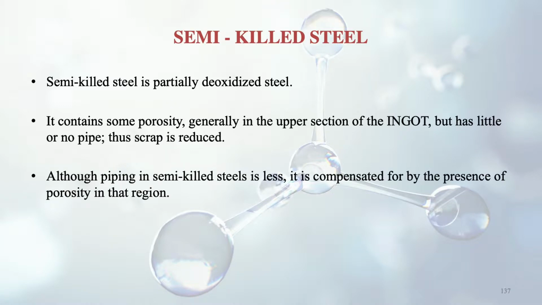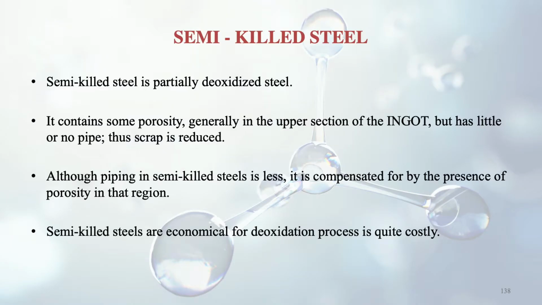Although piping in semi-killed steels is less, it is compensated for by the presence of porosity in that region. So we can see that the negative effect of piping in semi-killed steel is not there, but the second negative effect is coming in because of the porosity. So it's not giving us such a benefit as such. Semi-killed steels are economical for deoxidation process, that is quite costly.